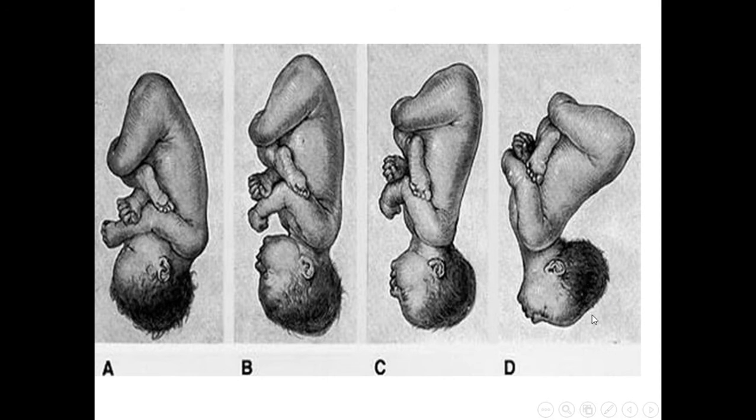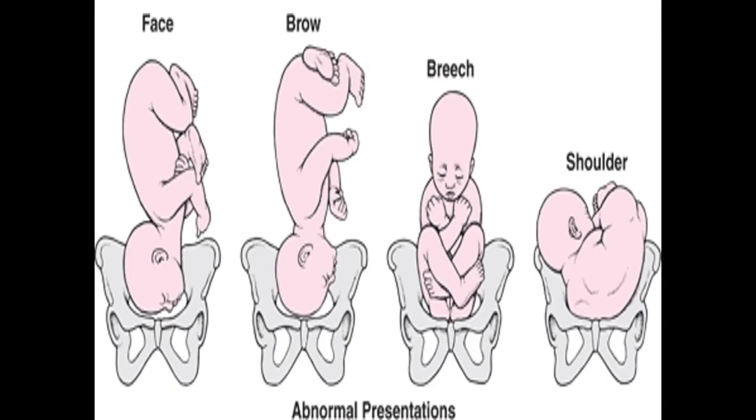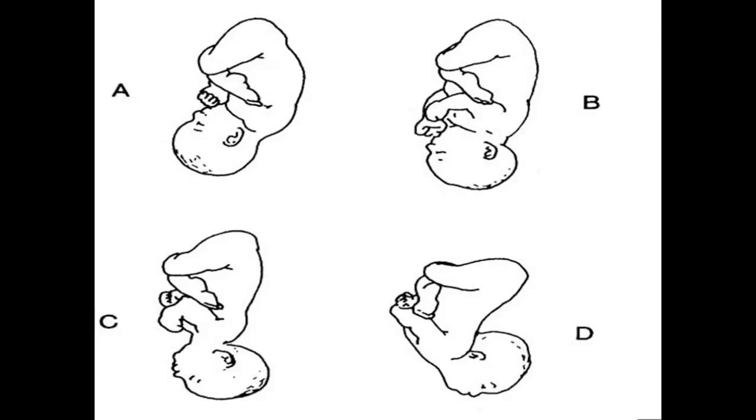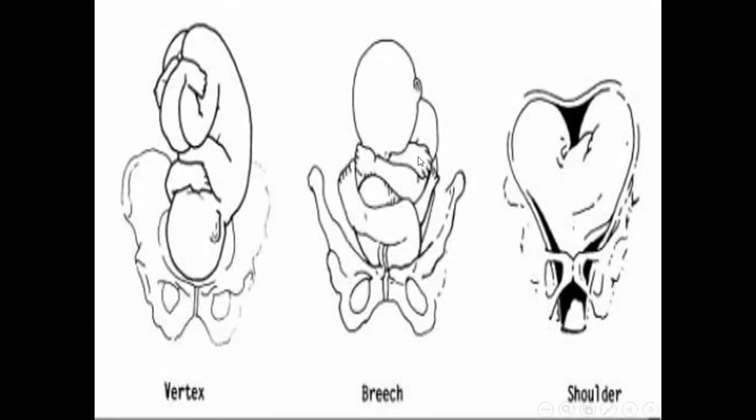The denominator here in the face position will be the mentum, because it is the bone which can be felt during vaginal examination. The denominator in prow position will be the frontal bone, because it is the part which can be felt during vaginal examination. Of course, the denominator in shoulder presentation is variable. It may be the scapula, maybe the acromion, or maybe the dorsum, but we always say it to be the scapula.